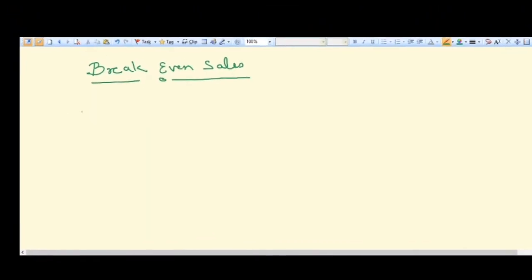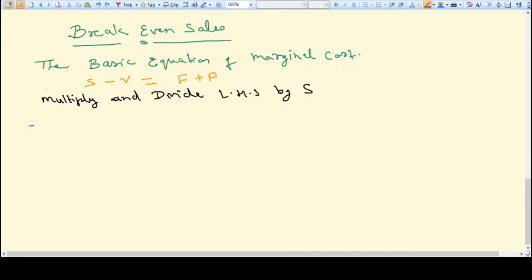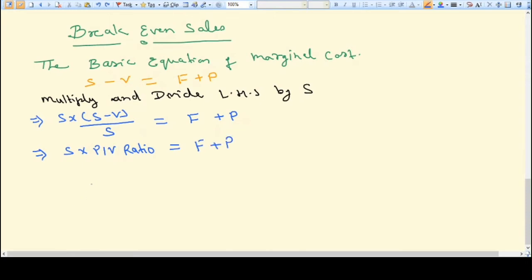Now let us derive the formula of break even sales. Friends, we know that the basic equation of marginal costing is S minus V is equal to F plus P. Now if we multiply and divide the left hand side by S, we get S into (S minus V) divided by S is equal to F plus P. The (S minus V) divided by S is the PV ratio. Now if we put this value in this equation, we get S into PV ratio is equal to fixed cost plus profit. Let this equation be 1.